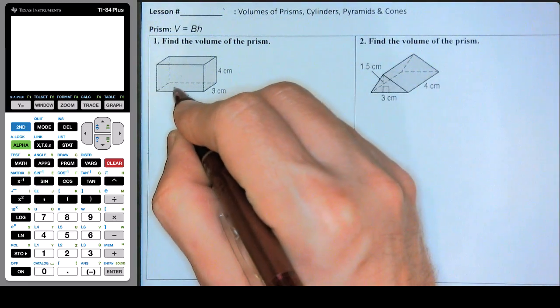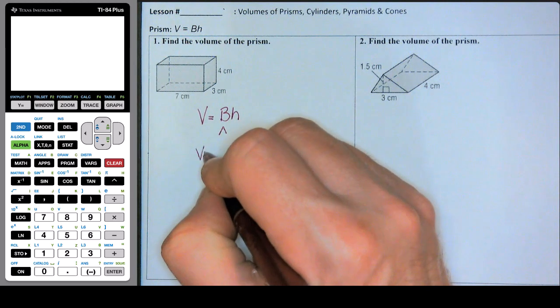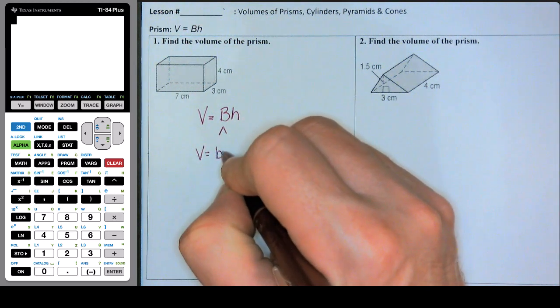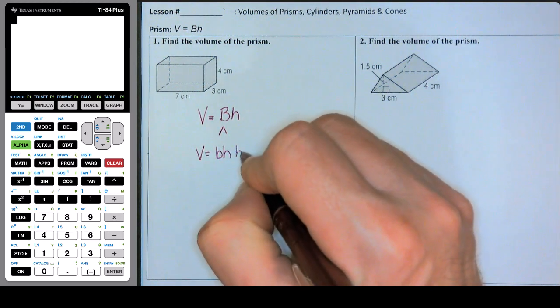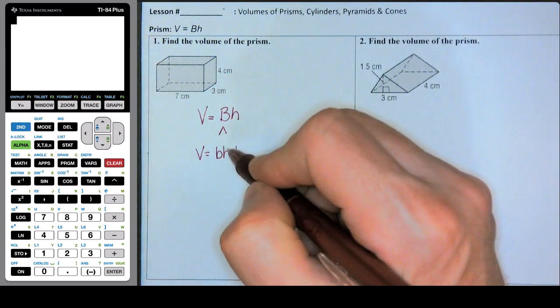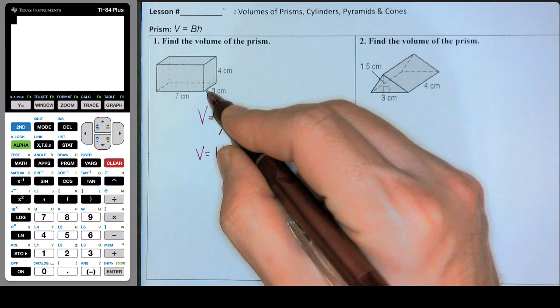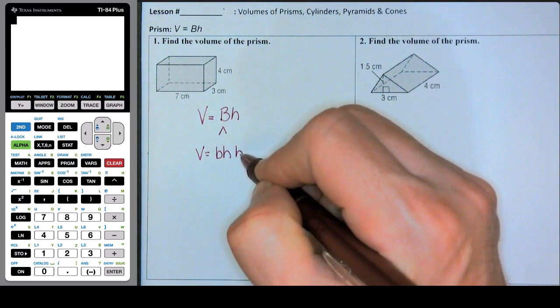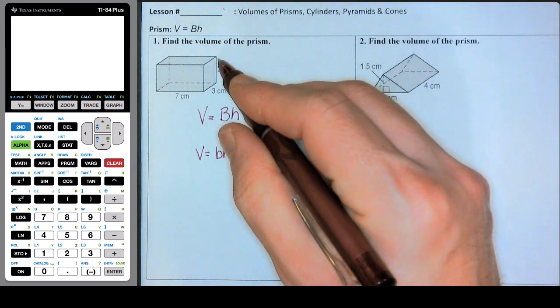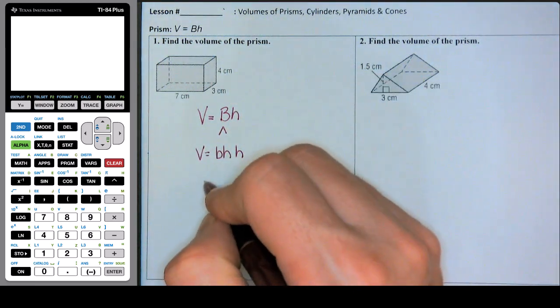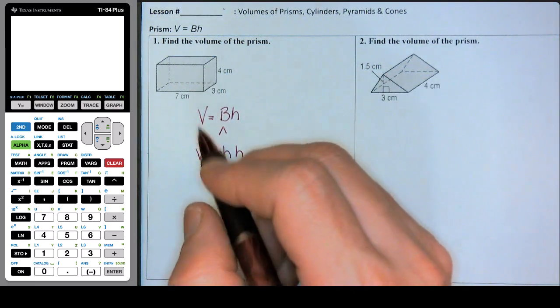We look at the base here. The base is a rectangle, so we're going to plug in the formula for the rectangle, which is base times the height. Please notice that this h stands for the height of the base, which is the rectangle, and this is the height of the prism, which is how high this three-dimensional figure is.